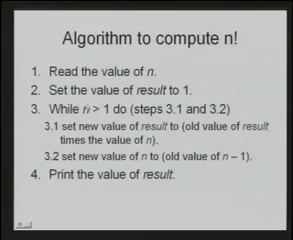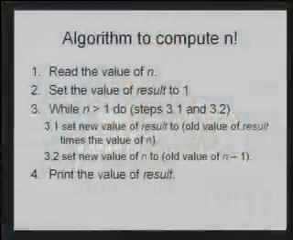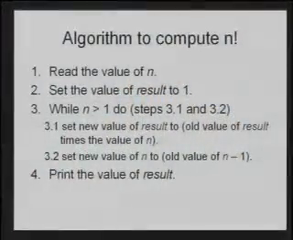The second thing that you should note is that we have to remember the results of intermediate computations. And the intermediate computations, as you can see in this particular simple example, are two, namely the value of result and the value of n. So these values that you have to remember are called variables. So in this algorithm, there are two variables, result and n.